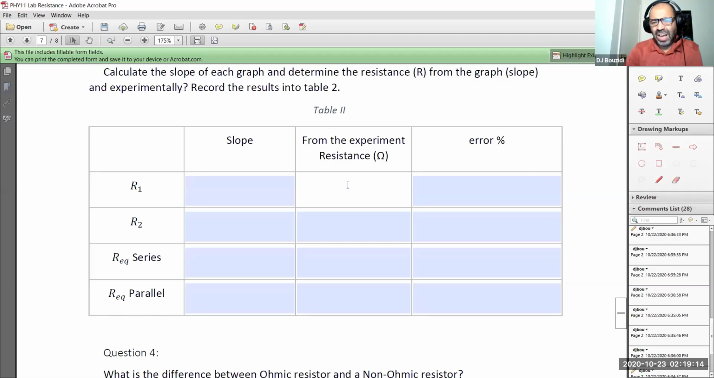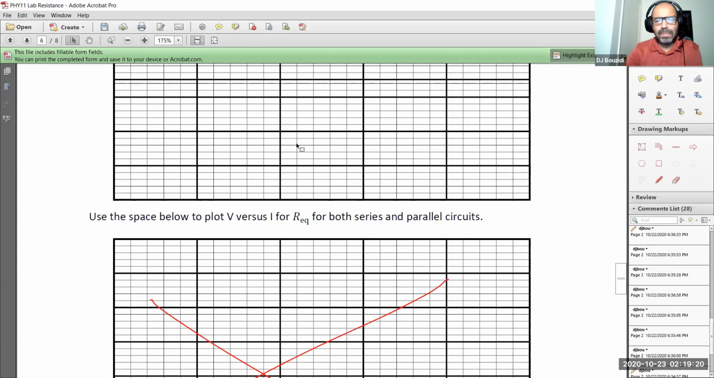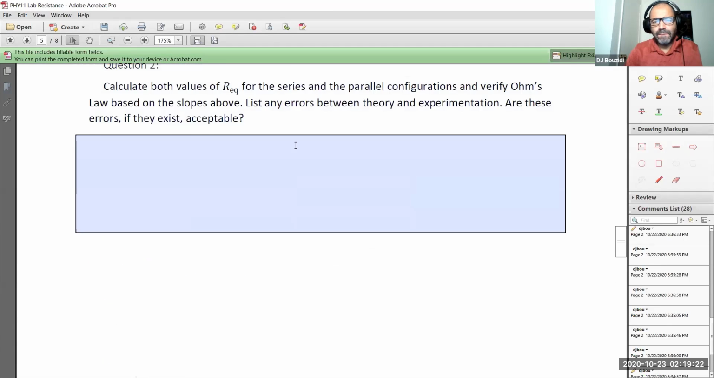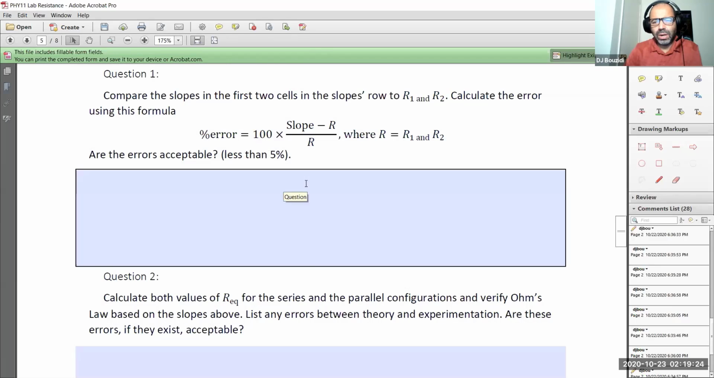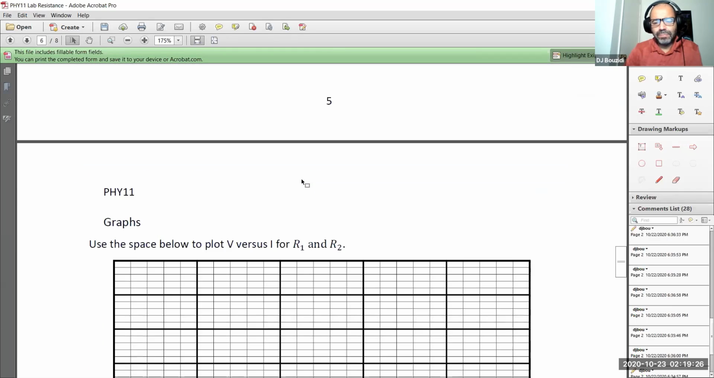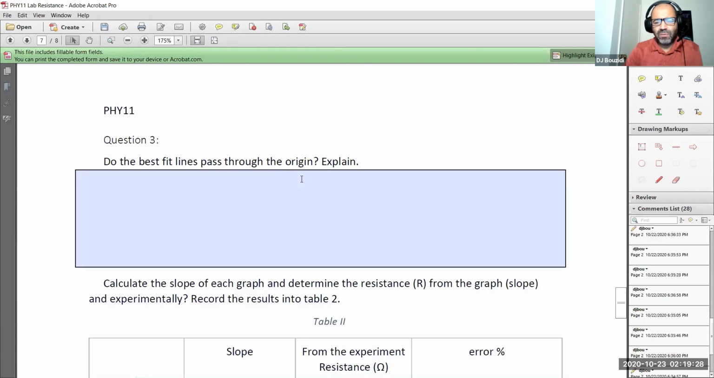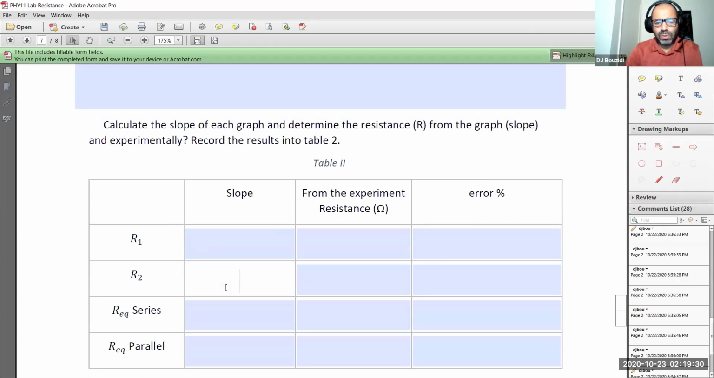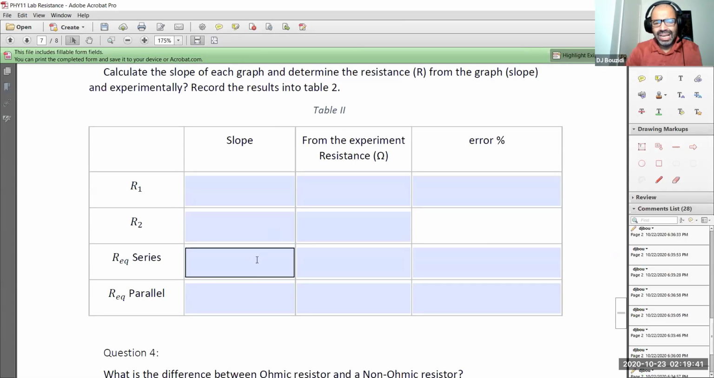And then it's 5 ohms from the instructions. They tell you to put 5 ohms, okay? And the error that you calculated from the previous step. This error for R1. Then you're going to do the same thing for R2. R2 from the slope. And from the value, it's supposed to be 10 ohms. And the error in percentage, okay, the one that you calculated from the previous question, R equivalent.